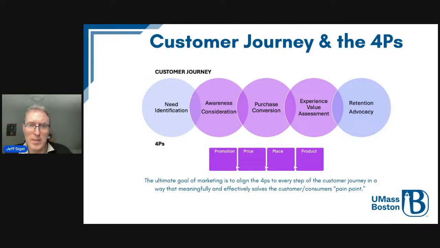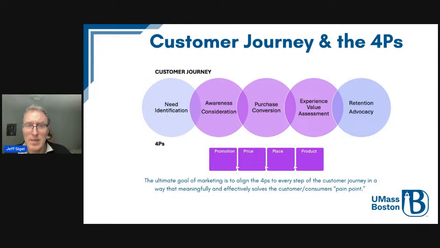Because what I really want is people to know that they need my product, consider the options, decide to pick me, buy my product, have a great experience, and then tell everybody about it and buy my product over and over again. The way to do that is through the 4 Ps. The 4 Ps, sometimes called the marketing mix, are sort of the way you execute your offering along these stages.